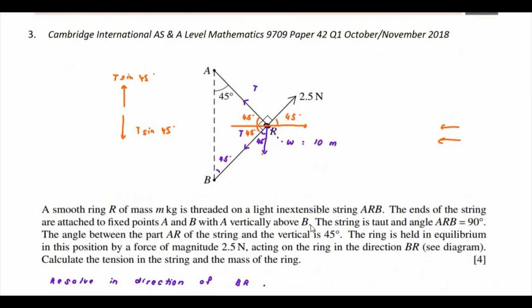Okay, so similarly, I can straight away solve it because I have only one unknown, which gives me 1.77. So same thing, my mass will just be equal to 0.177. All right, so yeah, that's the idea. So I hope that you can understand it.